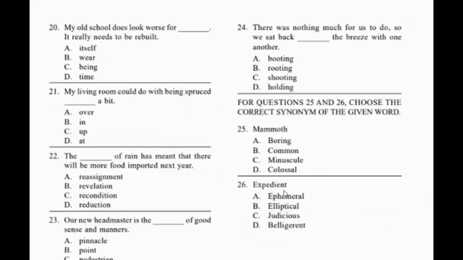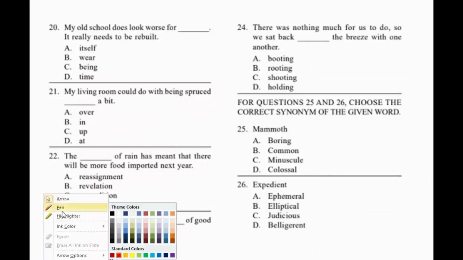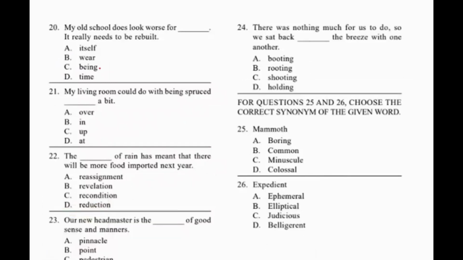Okay, next. Question number 20. My old school does look worse for wear. It really needs to be rebuilt. Like after long usage, the things get wear and tear. This is the term we use for the things that get damage after long use. Okay, so it is like my old school does look worse for wear, it really needs to be rebuilt.